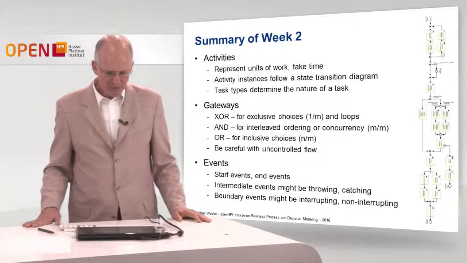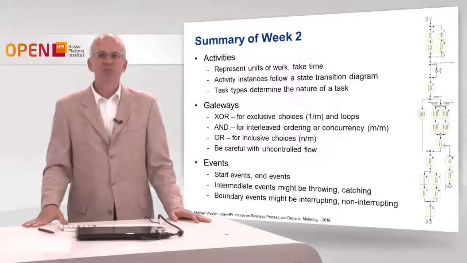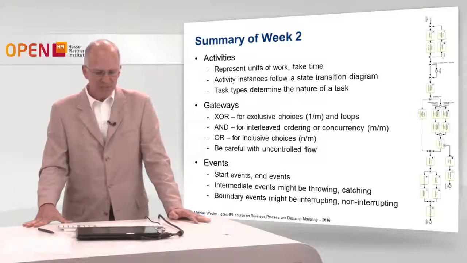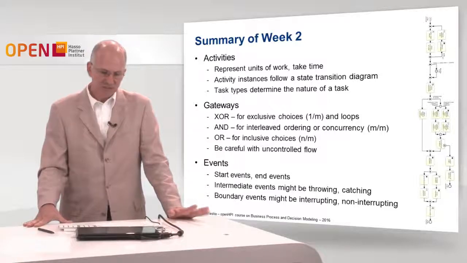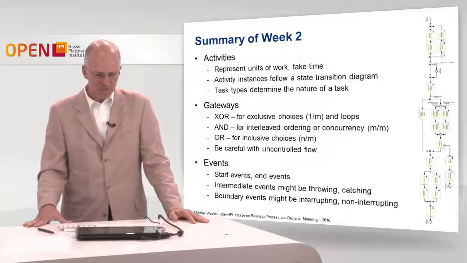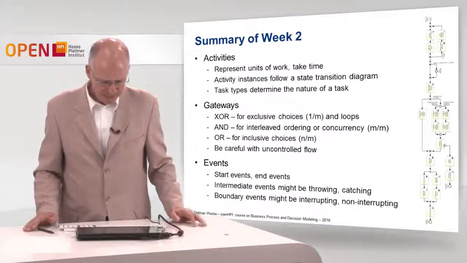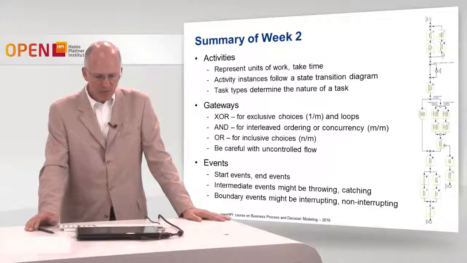Finally, we looked at events, in particular start events and end events. Process models should have 1 start event. Process models should have 1 end event for each possible outcome of the process. So these end events need to be exclusive to each other. We looked at intermediate events that might be throwing or catching. And finally, we looked at boundary events that might be interrupting or also non-interrupting.